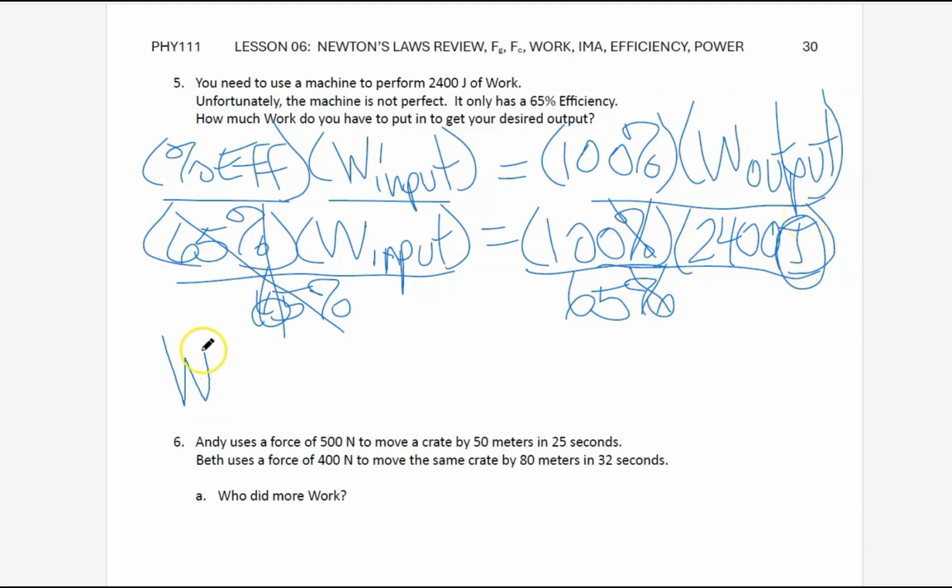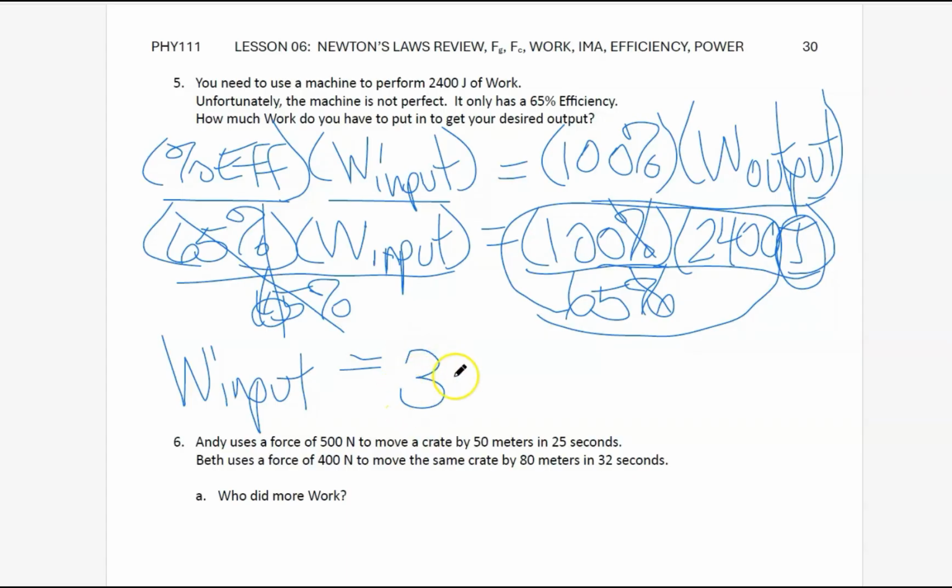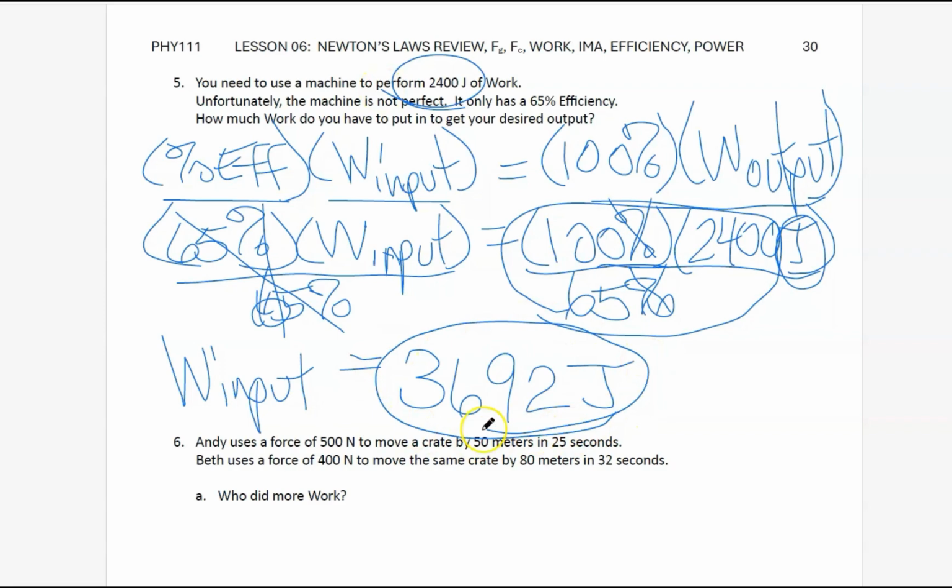So our work input, in other words, how much work we have to put into the machine to get out, will be 100 times 2,400 joules divided by 65. And when we put this into our calculator, we get that we need to put in 3,692 joules of work. And this makes sense. If we want to get out 2,400 joules of work, we have to put more work in. If you get a number that's less, you have to ask yourself, where did I go wrong in this?